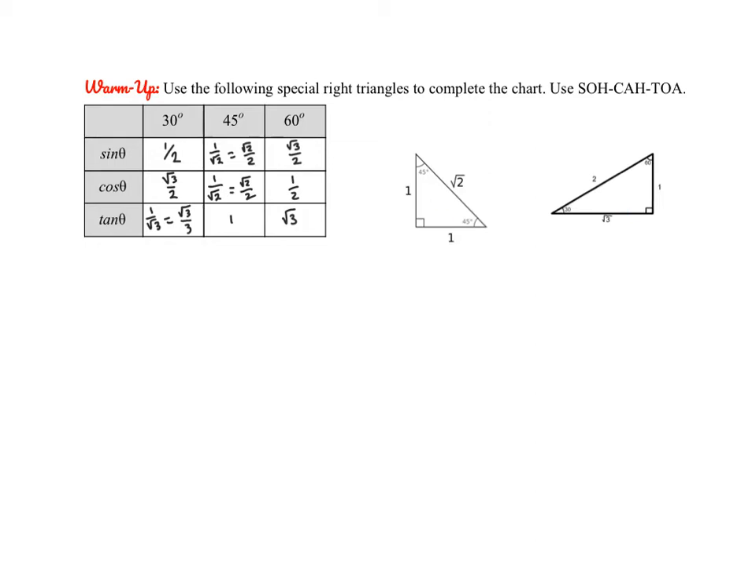So if you know your special right triangles, you can find the sine, cosine, or tangent of any type of 30, 45, or 60 degree angle, which we'll be using a lot today. So make sure you have this chart handy, and also make sure you could recreate this chart quickly for maybe a quiz or a test.